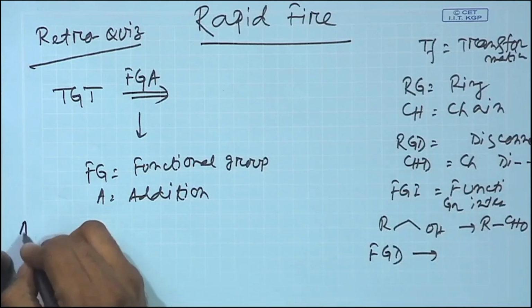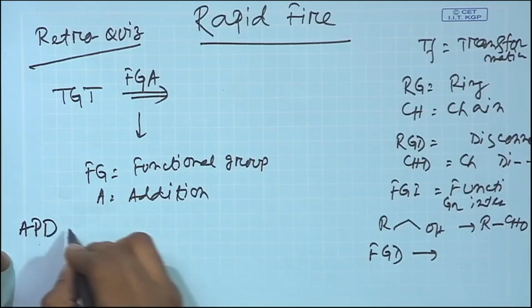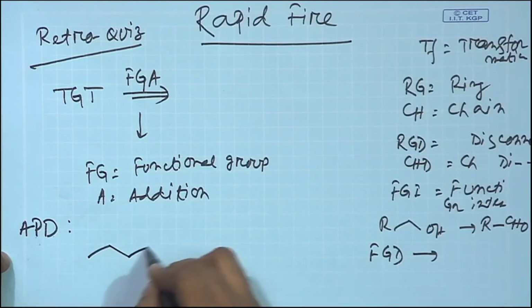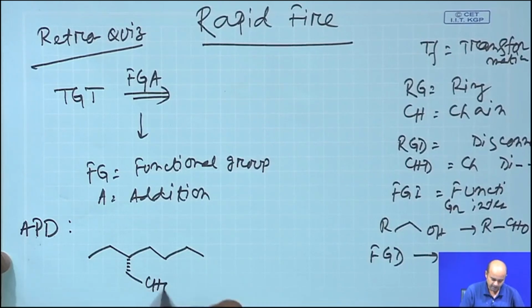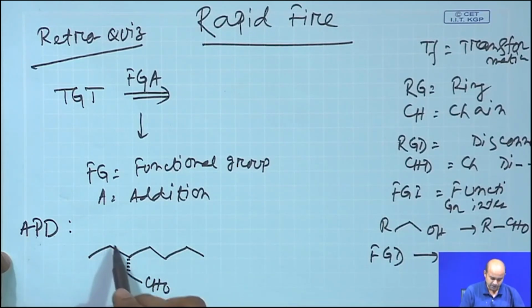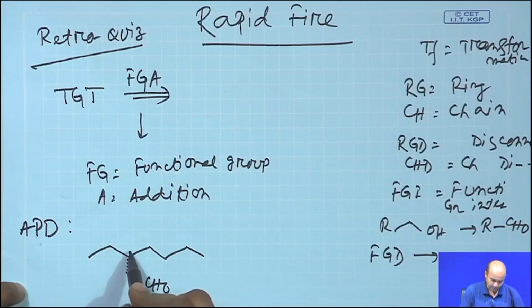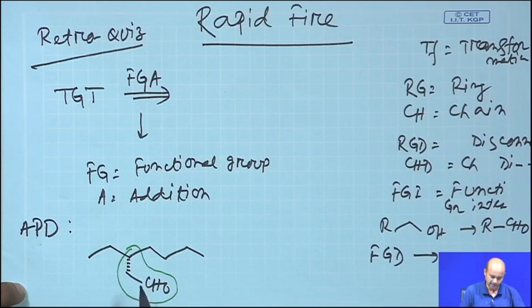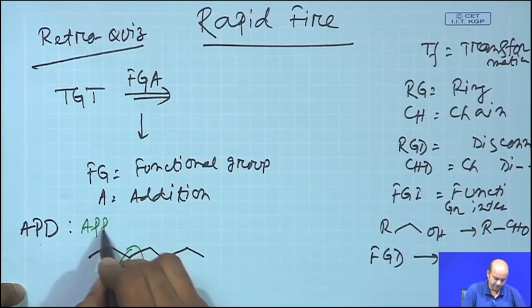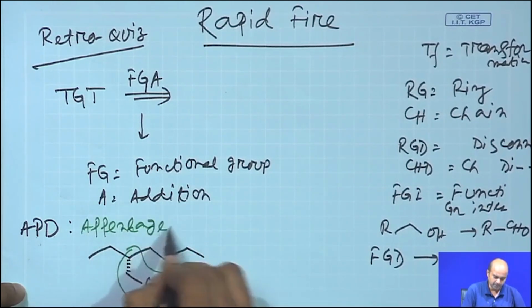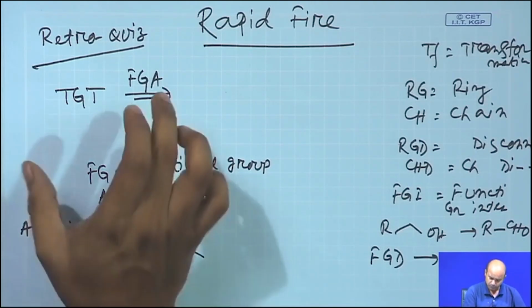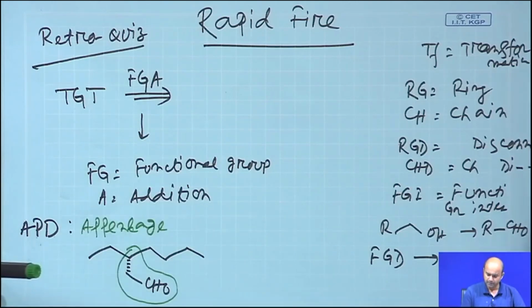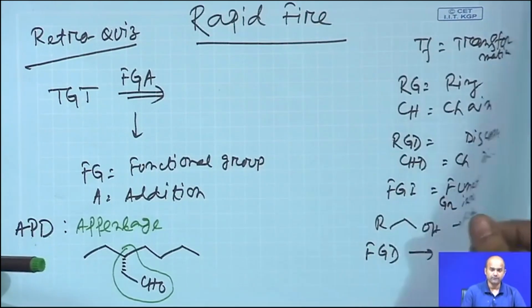One terminology probably not all of you are familiar with is called appendage. Appendages are groups which are hanging from a linear chain. Let us say this is a linear chain, and this particular group hanging from this linear chain is called the appendage. So, CHO hanging here is called an appendage. Appendages are basically good points of disconnection. Normally we will try to figure out these different things in our retro quiz or rapid fire quiz.